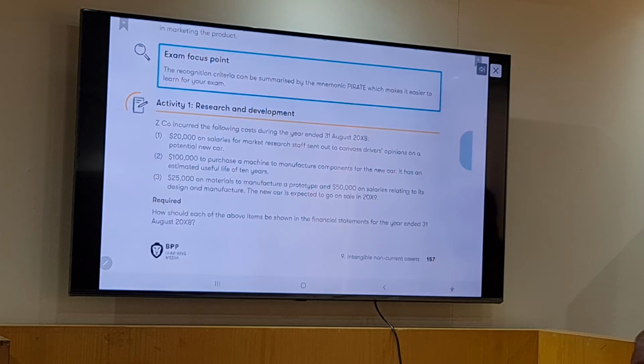Second one is a machine. They purchase an asset. Yes, a fixed asset.